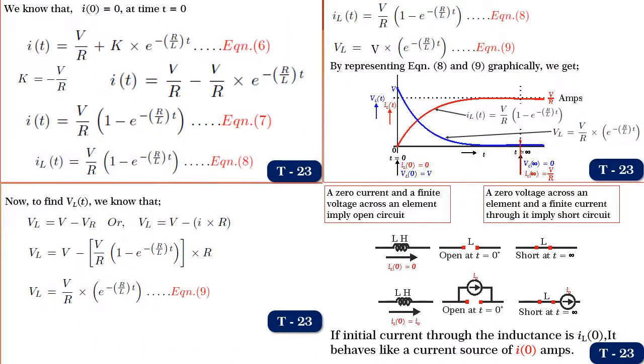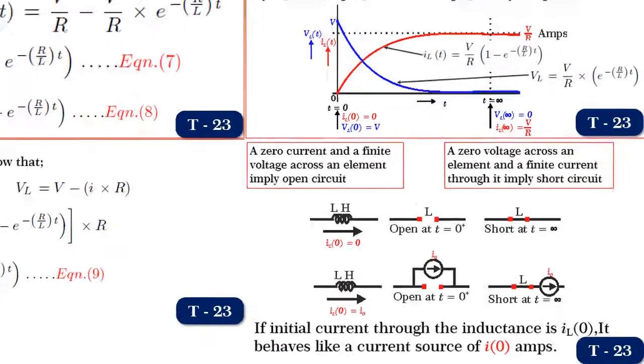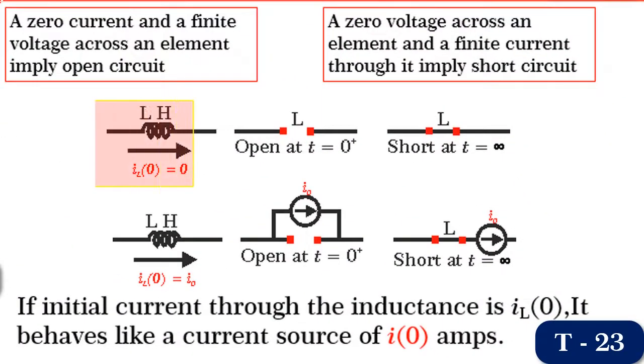Similarly, if we observe at t equal to infinity, we see that VL of infinity is equal to 0 and IL of infinity is equal to V by R, meaning a zero voltage and a finite current imply short circuit. Hence, if the inductance is switched across a step input at t equal to 0 and the initial current I of 0 is 0, then at t equal to infinity, inductance behaves as a short circuit.